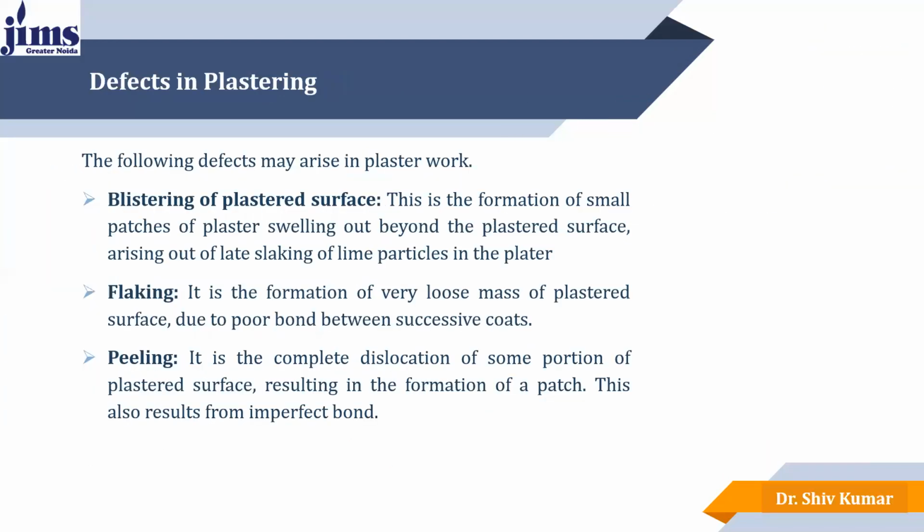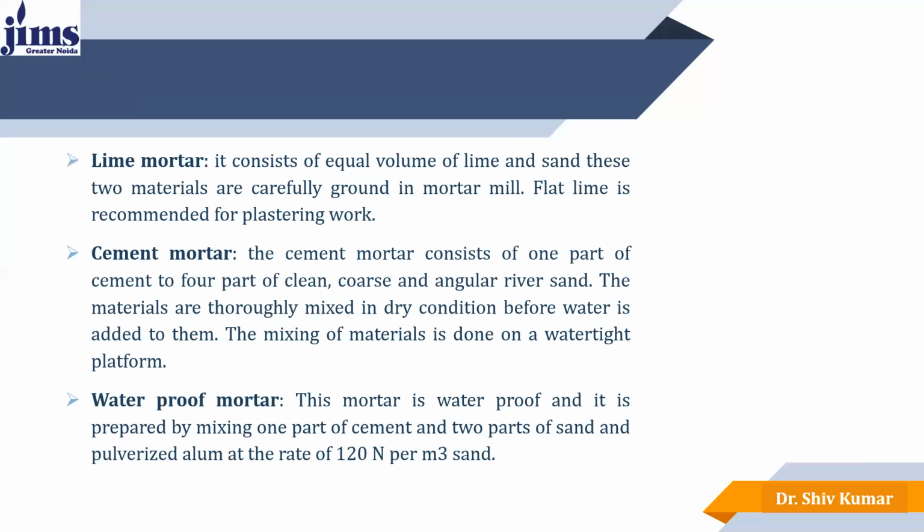So in that series, let's start with the kinds of mortar which we are using. The first one is the lime mortar. It consists of equal volumes of lime and sand. These two materials are carefully ground in a mortar mill. Fat lime is recommended for plastering work, as I have mentioned in my previous slide. Next is cement mortar. It is a combination of cement and river sand, which is thoroughly mixed in dry condition, and then water is added as per the requirement or water cement ratio, and a fine slurry is made, and this is applied to the wall.